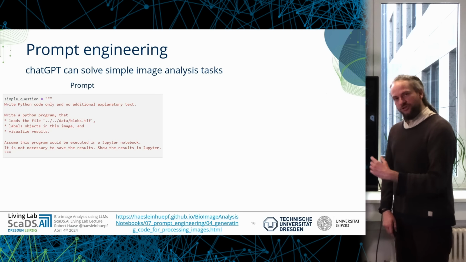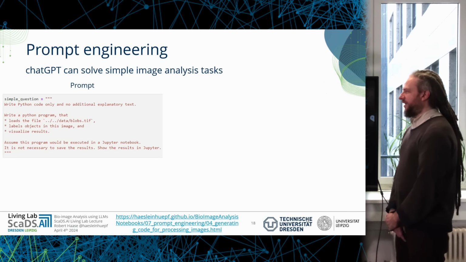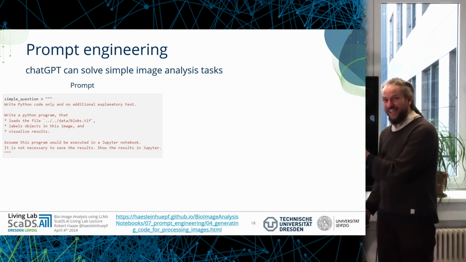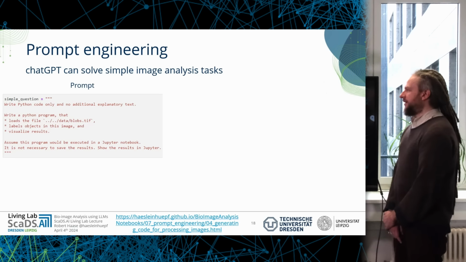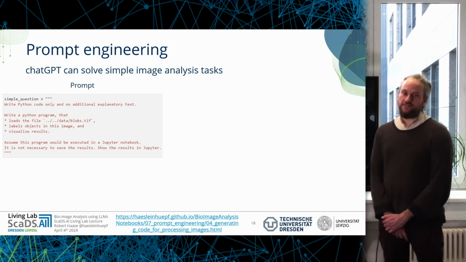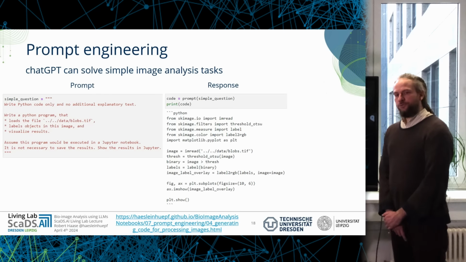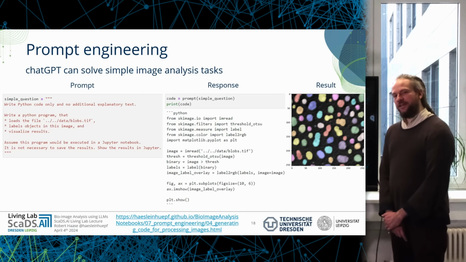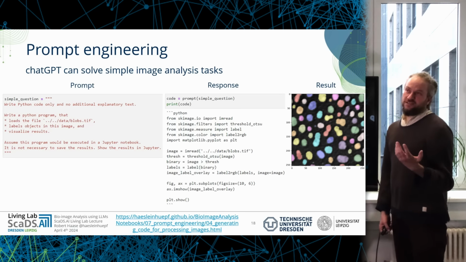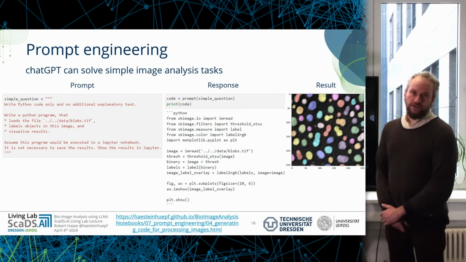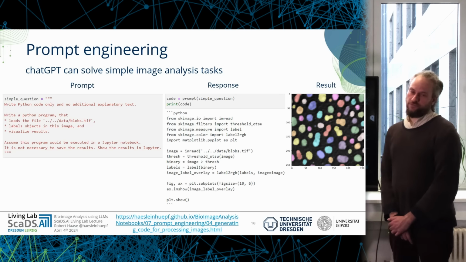I also provide some additional hints, like assume this program would be executed in a Jupyter notebook, because I executed it in a Jupyter notebook, and it's not necessary to save the results, just show them. It will then produce code like this, and I can execute that code and I will see the result. And this is what I mean with a substantial part of my job has been automated. ChatGPT can do these kind of things.